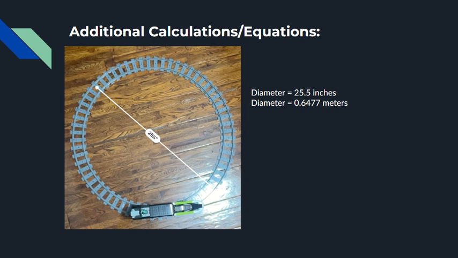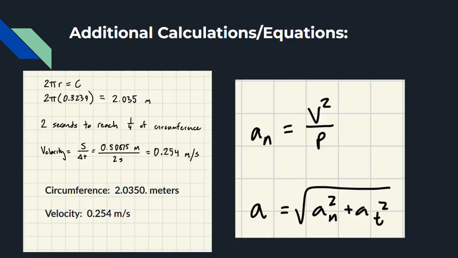Here you can see some additional calculations for how I figured out the radius of the track itself. Using a measuring app on my phone, I found that the diameter of the track was 25.5 inches. Converting that, the diameter is 0.6477 meters. From this I was able to do additional calculations. You can see my calculation on the left side.